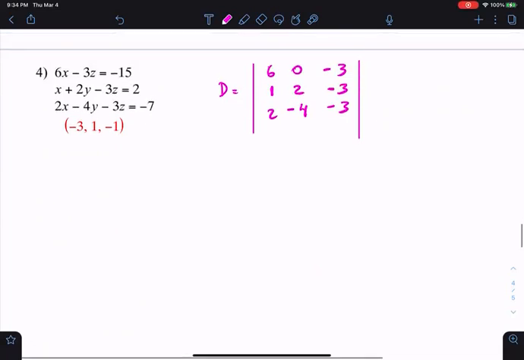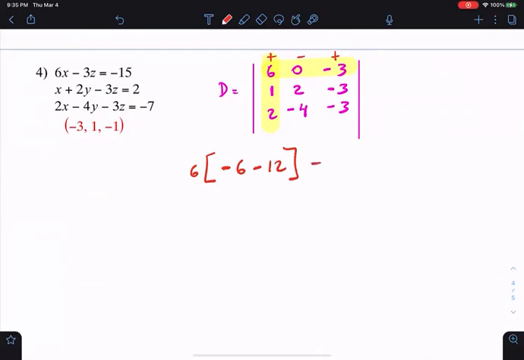Again, I'm going to use whatever is convenient for me. I see a 0, I'm going to use that, plus, minus, plus. So therefore, we can do this, right? First row, first column. So let's compute this. So this is 6 times, this is -6 minus positive 12, because -4 times -3 is positive 12, so you can just put 12 right there. And the next number, I don't need to put it because it's a 0, so I'm lucky. So this is -3, because positive and negative makes a negative.